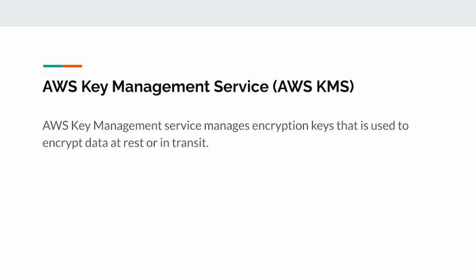Next service, AWS Key Management Service, also known as AWS KMS. AWS Key Management Service manages encryption keys that are used to encrypt data at rest or in transit. For example, you can configure DynamoDB to encrypt data by using an encryption key managed by AWS KMS.